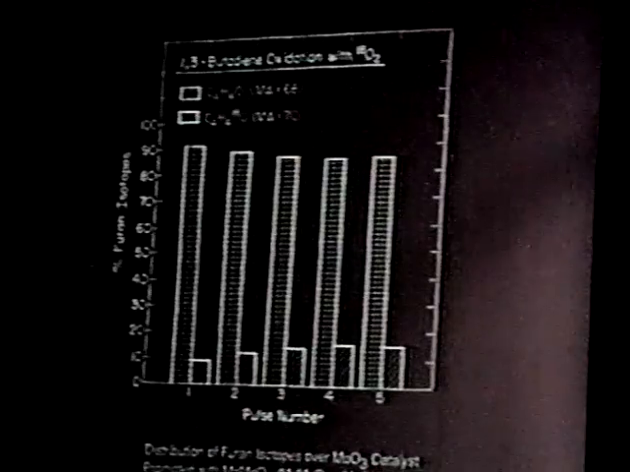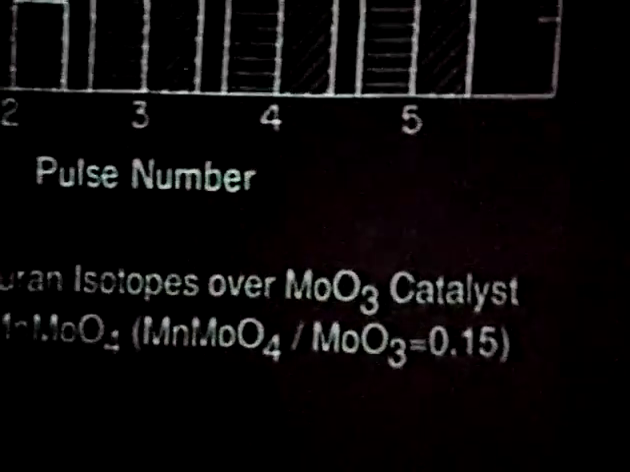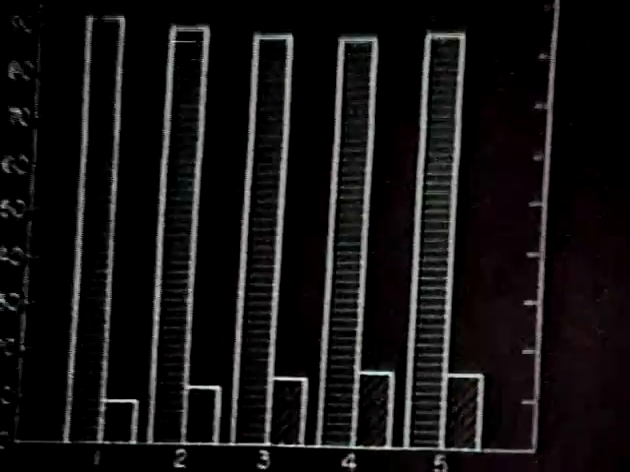Over the promoted catalyst, however, we see that more than 90% of the oxygen in furan isotopes is oxygen-16, which again is associated with the lattice oxygen.